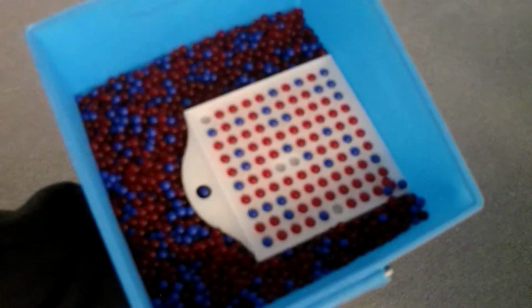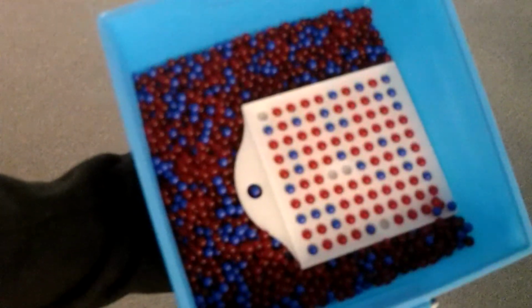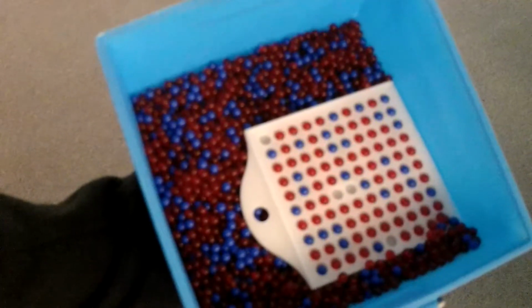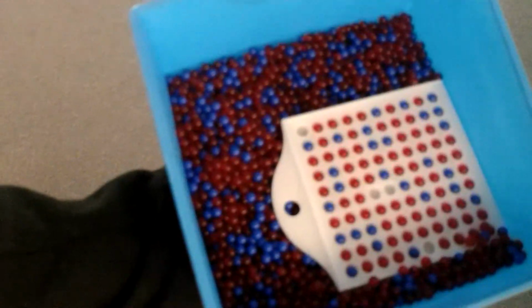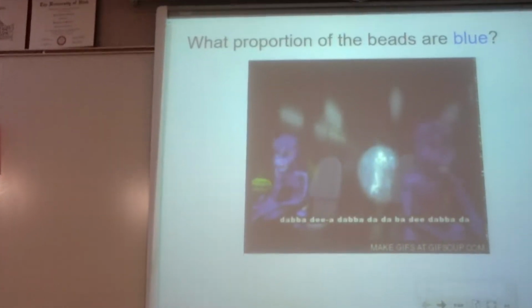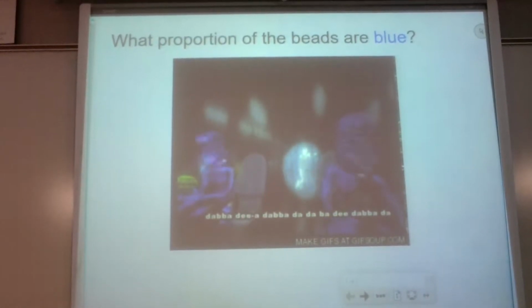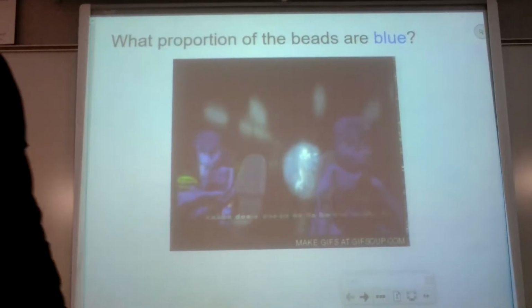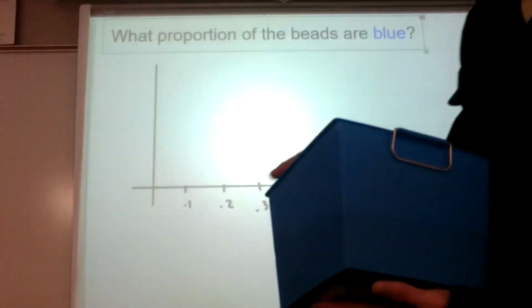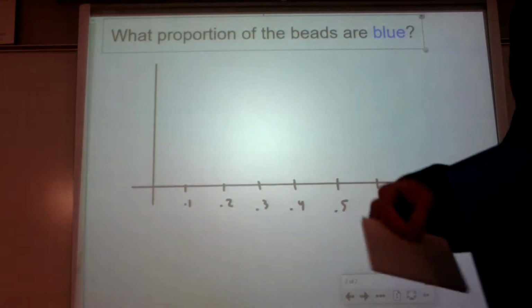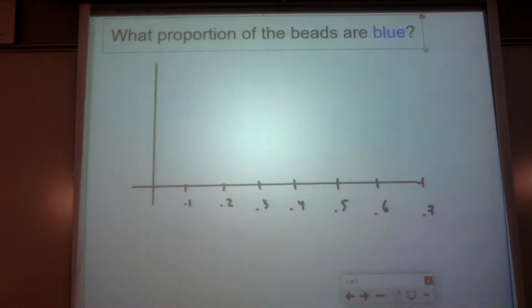So what I want to show you first is, maybe you remember seeing this from when you were in class. This is a container full of about 15,000 beads. That's a lot of beads, right? Now, these beads are either blue or red. Now the question is, what proportion of the beads are blue? So what I'm going to do is take a sample of size 10, and I'm going to write down on the board what proportion of those are blue.